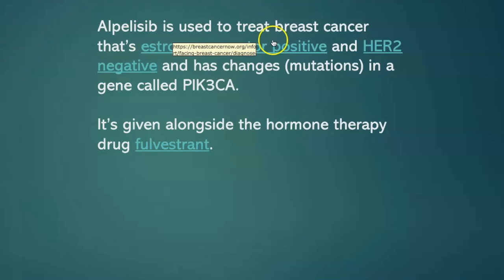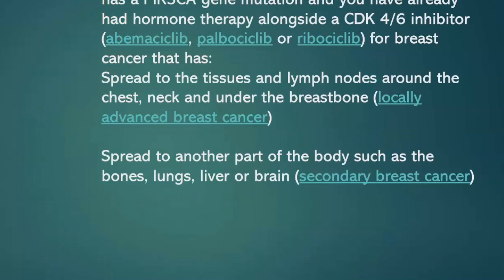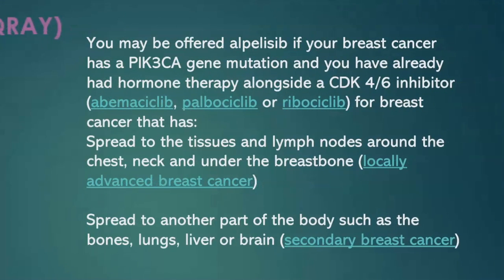The Piqray is used to treat breast cancer that's estrogen receptor positive, HER2 negative, and has documented changes in these kinase enzymes that drive tumor growth. So not all tumors have these changes, but if that is present during the biochemical testing of the tumor, you may be prescribed this drug. And it's often given alongside the hormone therapy drug fulvestrant. So you may be offered alpelisib if your breast cancer has a kinase gene mutation.